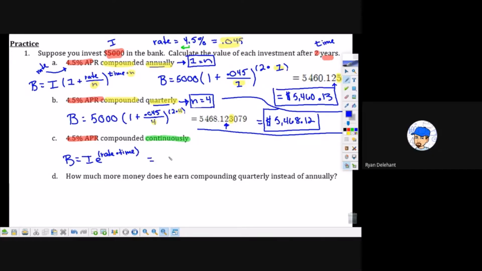So when we go to find this balance, we still started with 5,000. E to the power of the rate, which is, remember it's in decimal form, 0.045. And then we're going to multiply that by our time, which is 2. So when you see continuously, the formula changes. Now we're going to plug that in exactly the way it looks into our calculator.